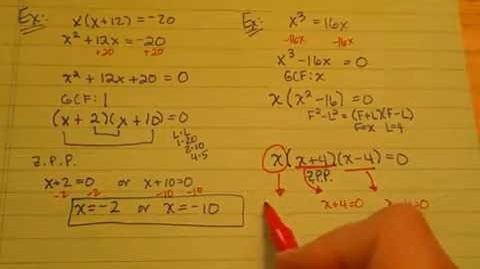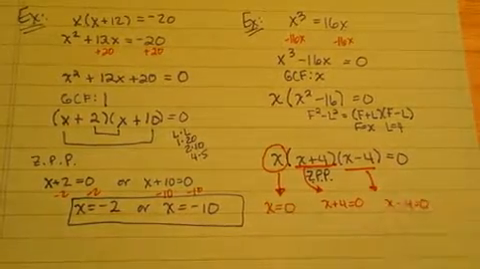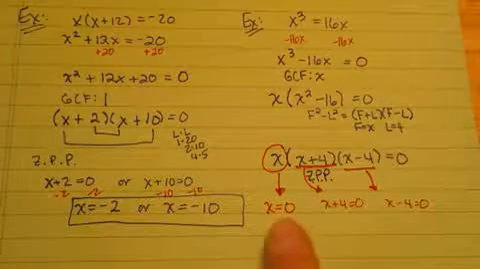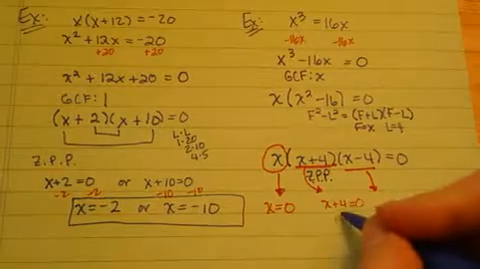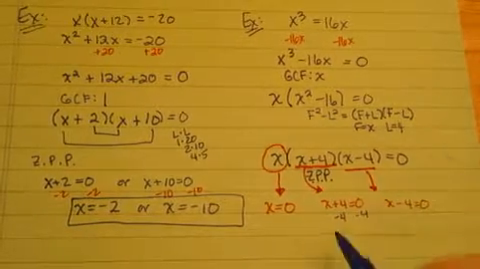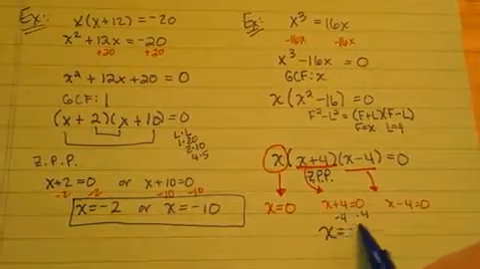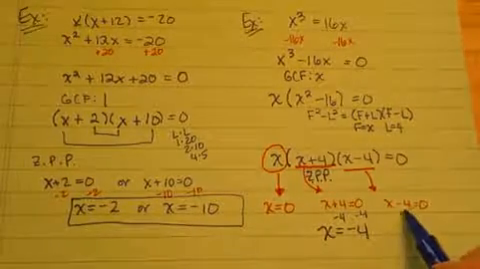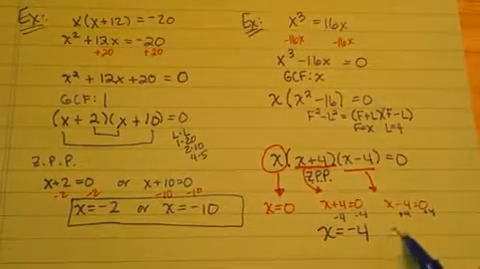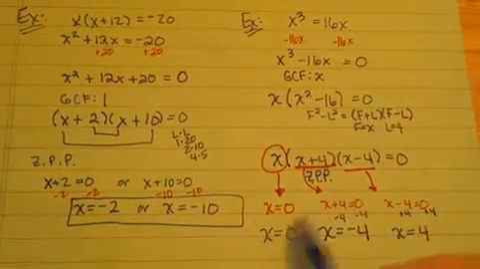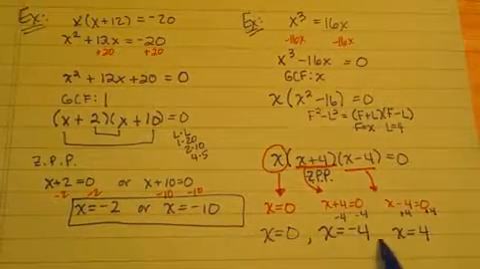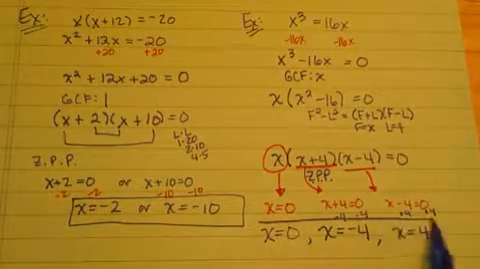So we just set that equal to 0, x equals 0, and we automatically have one of our solutions will be x equals 0. Then the second solution, subtract 4, will be x equals negative 4. And then add 4, x equals 4. So we have 3 solutions to this equation, x equals 0, x equals negative 4, x equals positive 4.